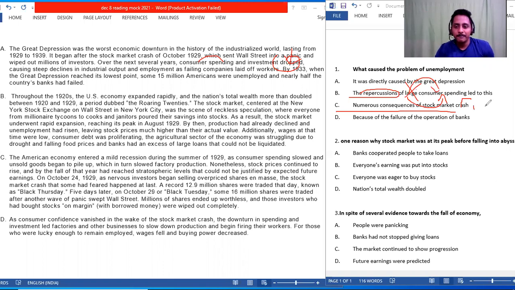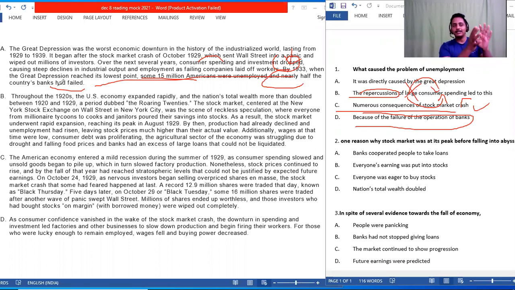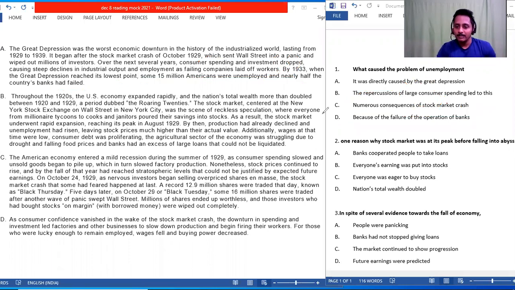Makes sense. Because of the failure of the operation of the banks, some 15 million Americans were unemployed, and nearly, this is just a statement, banks had failed. Because banks had failed, there was like an unemployment problem. No, they have not told this. So I'm pretty sure this is not the answer. This is not the answer.